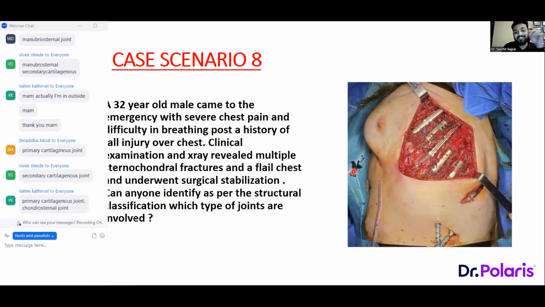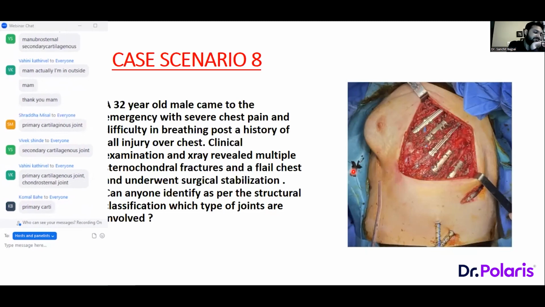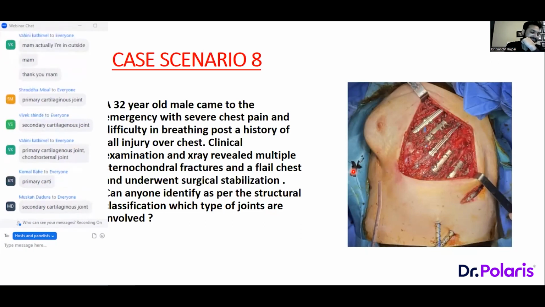Again, what type of joint is the sternochondral joint? Now you tell me. Simple. We have Shraddha who has answered first, primary cartilaginous joint. Vivek has answered secondary cartilaginous joint. That is why this is a trick question. That is why I've kept it. Vahini has answered primary cartilaginous joint, and there are mixed answers, so both primary and secondary.